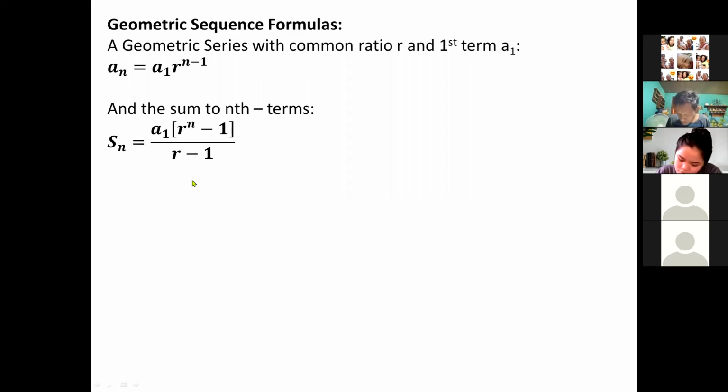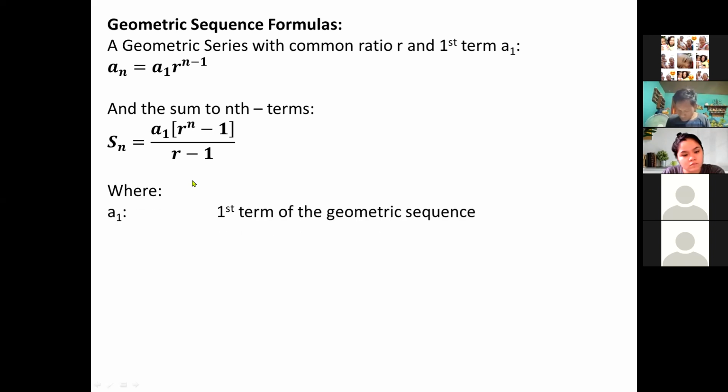A sub n is equals to A sub 1 times the bracket of r to the n minus 1 all over r minus 1. Yan ang formula na ating gagamitin sa paghahanap ng sum of progression. Okay, later on, mag-a-actual ako. Hindi pwedeng kwentuhan lang na ganito. Kailangan talaga makita ninyo and then may animation talaga kayo makikita sa calculation.